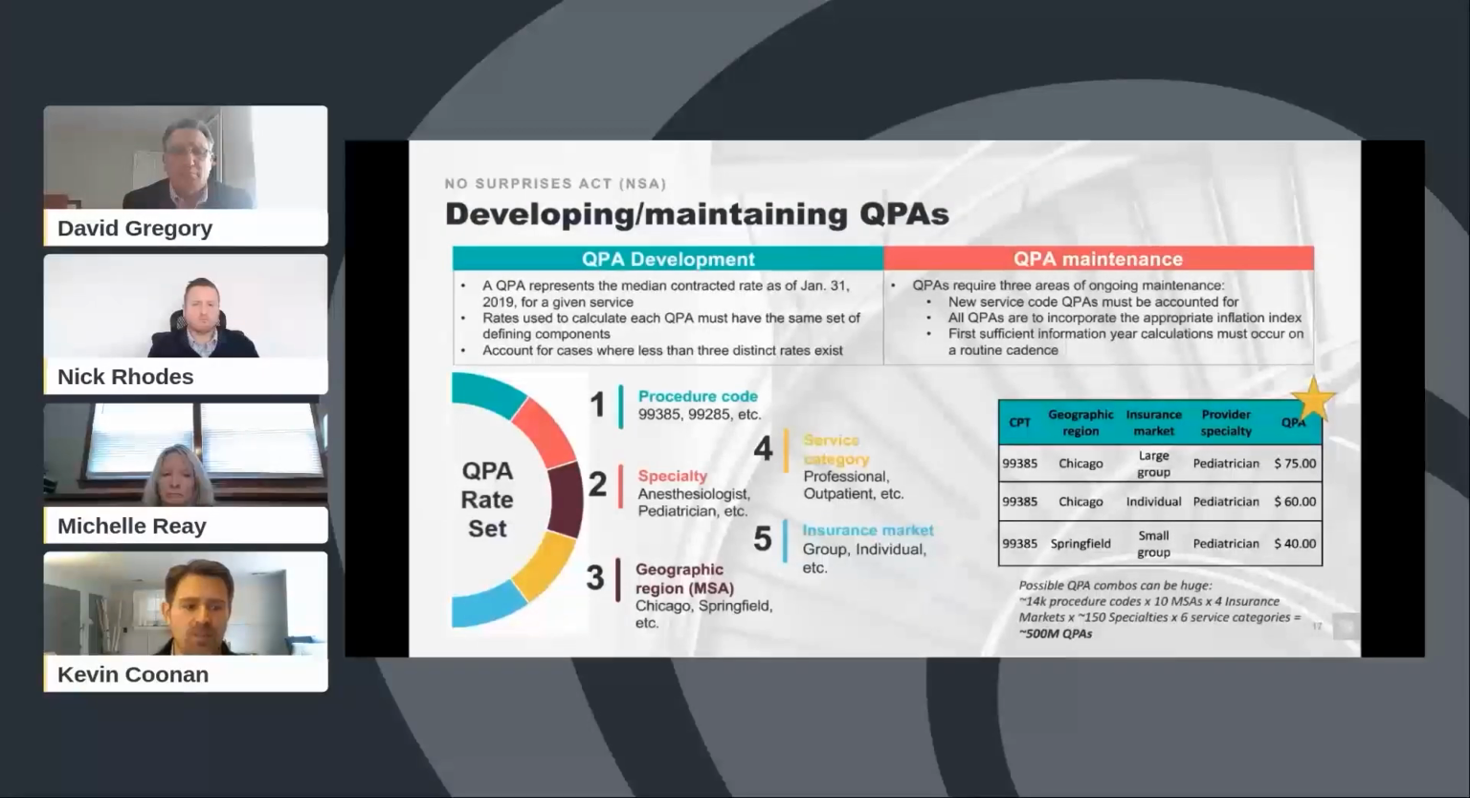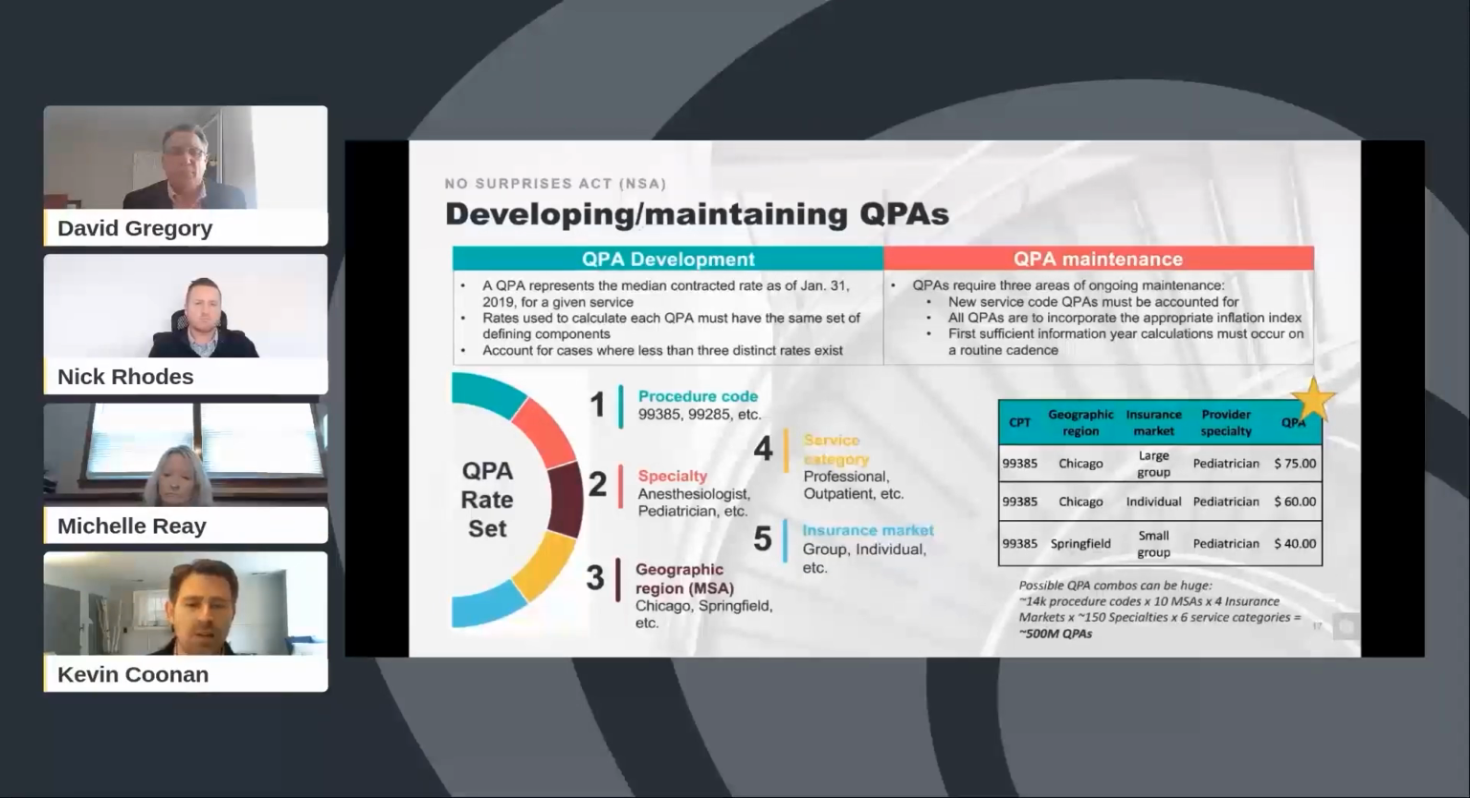QPAs, as a provider, may seem like, how did this get generated? And there's a reason for that, because of the calculation of an in-network median. Let me back up. The NSA guidance is over 400 pages long. 80 of those pages dictate how you calculate this QPA, and there's a lot of rules.